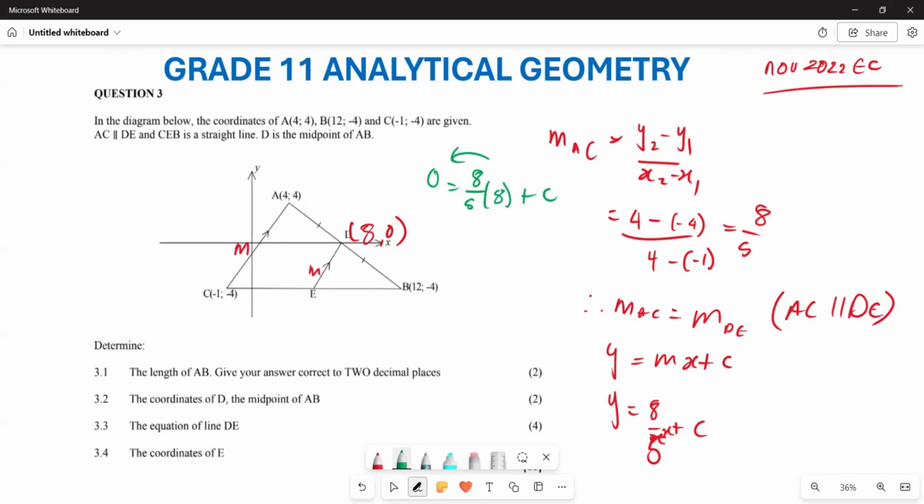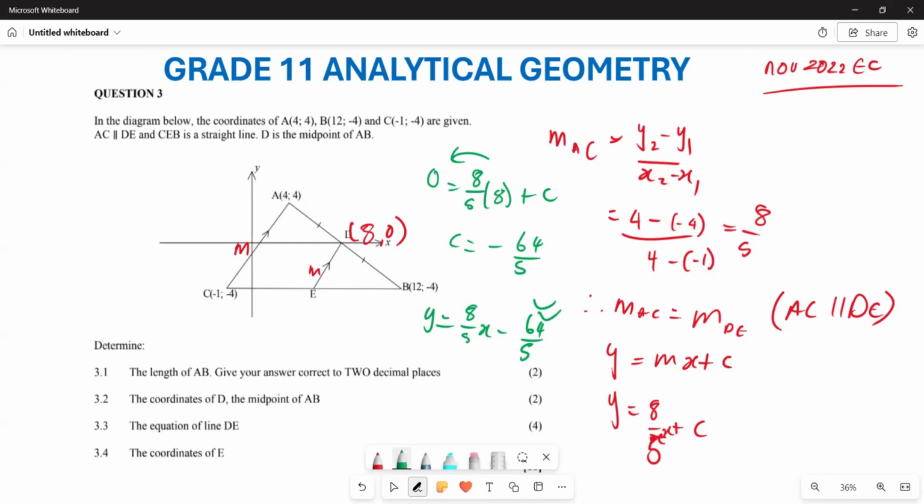Then the c that you're going to get there is going to be negative 64 over 5, because 8 multiplied by 8 is 64, right? So which means the equation is y equals 8 over 5x subtract 64 over 5, right? So basically that is going to be the equation of your line DE altogether. Now, hopefully this one makes sense to you.